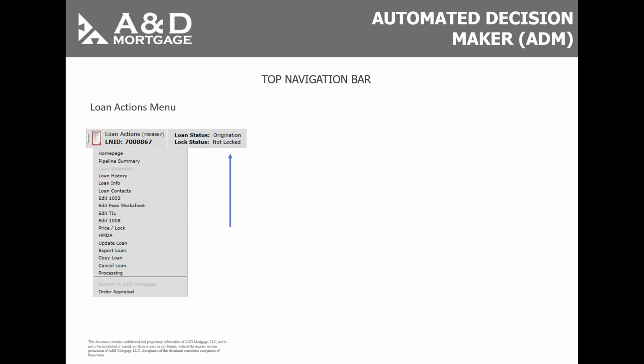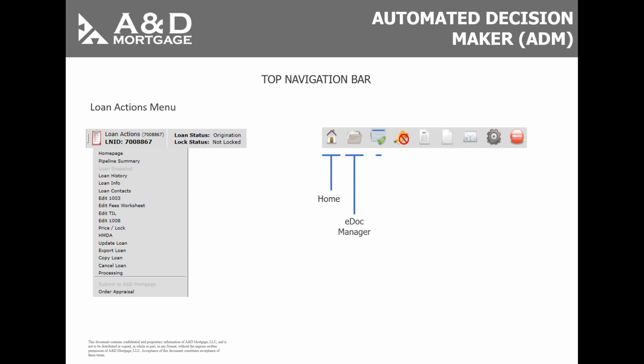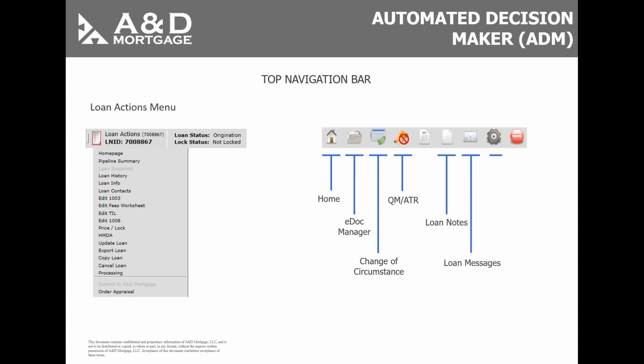Above that, you'll have the loan statuses. This loan is in origination, has not been locked yet. On the right side of the navigation bar, you have our home icon, eDoc Manager, Change of Circumstance, QM ATR, Loan Notes, Loan Messages, User Settings, and the Logout button.